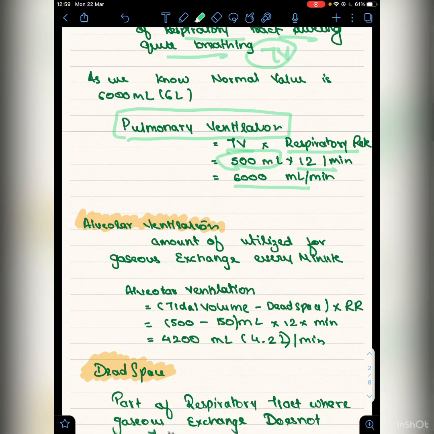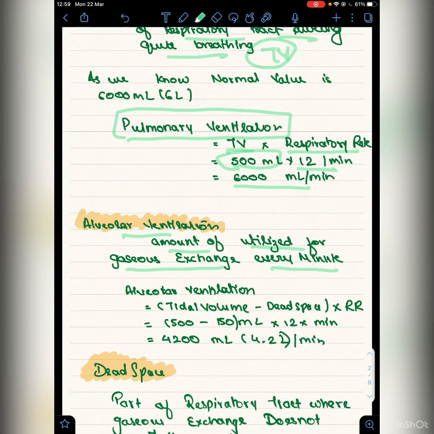Now alveolar ventilation. Alveolar ventilation is the amount of air utilized for gas exchange every minute. You may be confused about the difference between pulmonary and alveolar ventilation. Pulmonary ventilation is the amount of air that comes in and out of the respiratory tract and lungs, while alveolar ventilation is the amount of air which is utilized for gaseous exchange. Tidal volume is the amount of air coming in and out of the respiratory tract and alveoli, but not all of it is utilized for respiration.